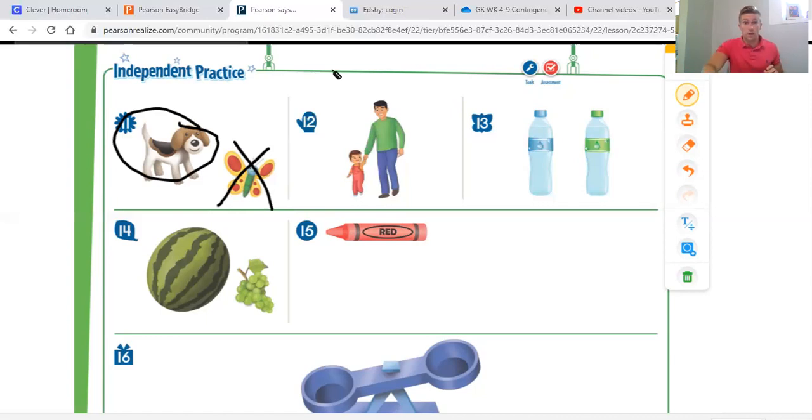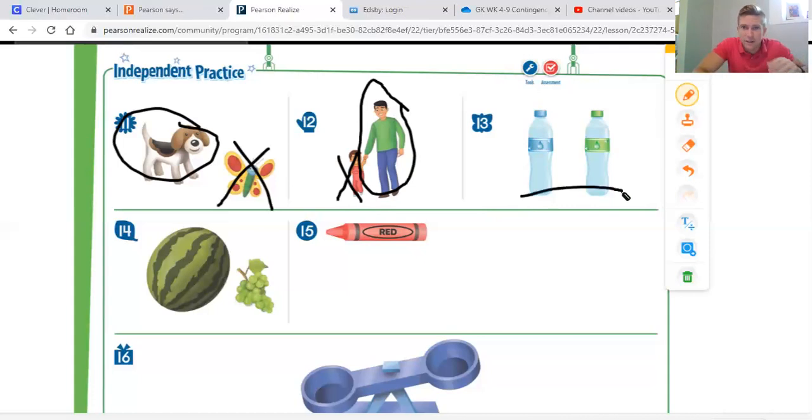No way, all right? This dad is definitely heavier, and this kid is definitely lighter. Great job, great job. Let's do number 13. Same thing. Circle the heavier one, X out the lighter one. What do you think? Are you saying, Mr. Nielsen, I can't X out or circle because they are the same? Yes, you are right. Wow, you're so smart.